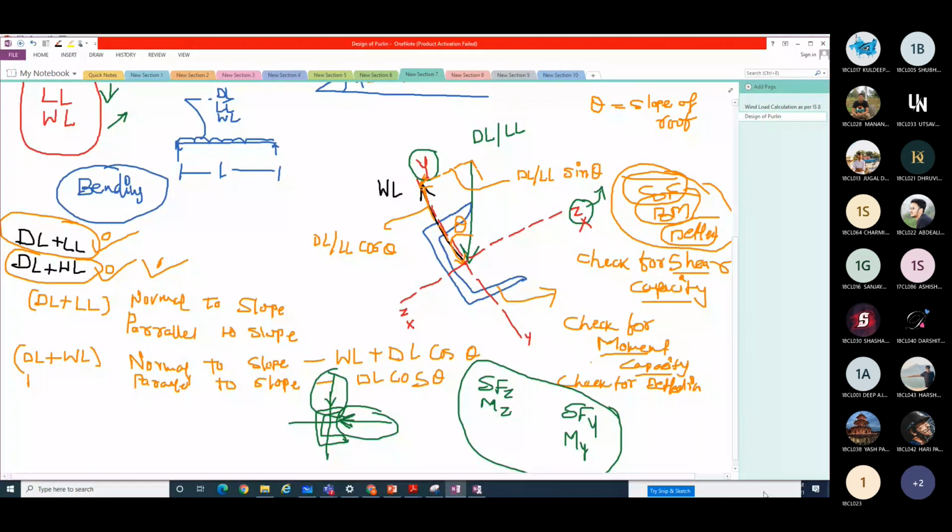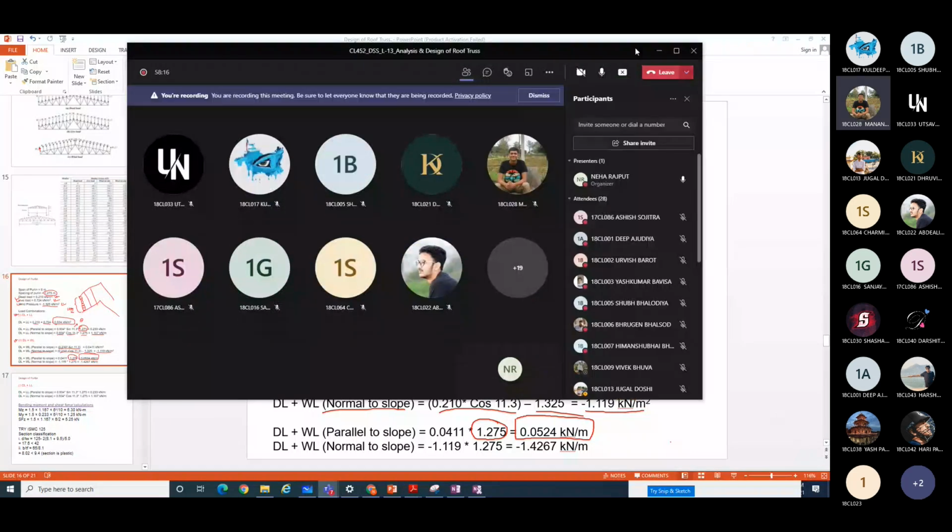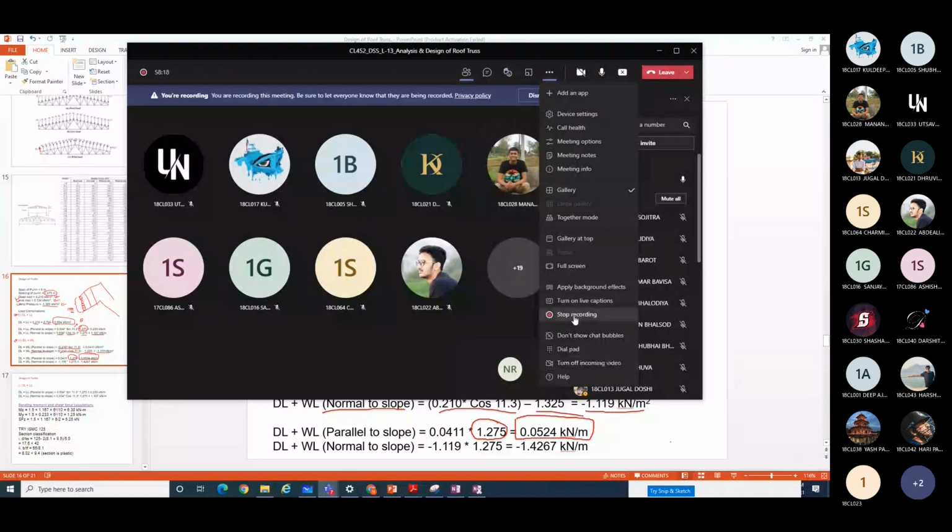Right, so we will continue this part, the shear capacity calculation and moment capacity calculation, in the next lecture. Probably in the next lecture we will try to finish our purlin design. Okay? Okay.